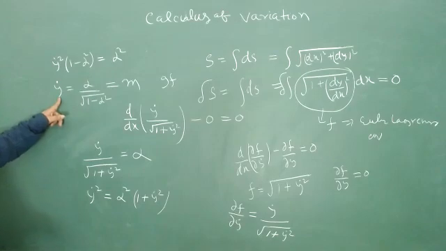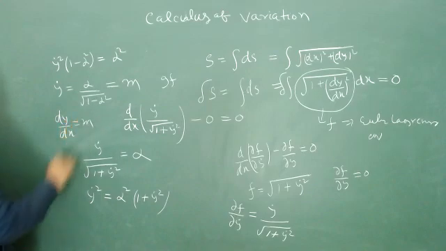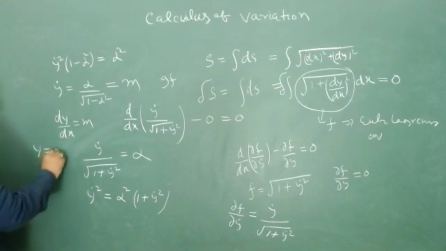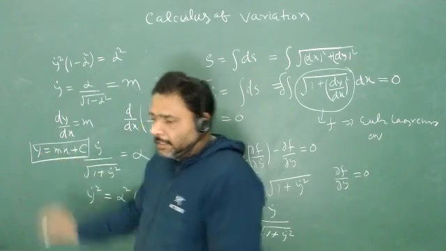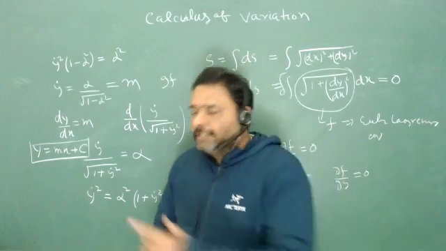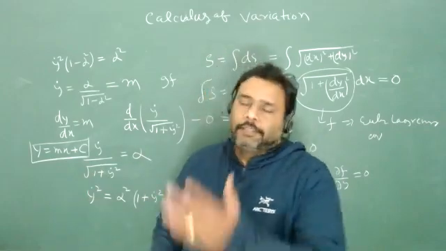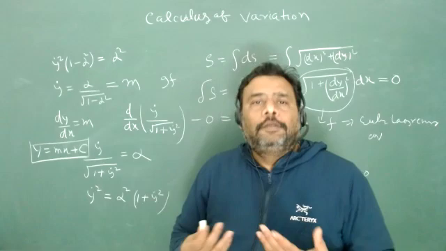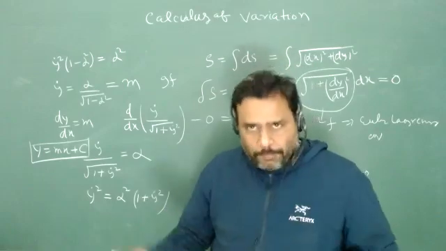Now, what is y dot? Y dot is nothing but dy upon dx, and that value is m. When we solve this differential equation, obviously y is equal to mx plus some integration constant that will depend on the initial condition. And you can see that this is nothing but the equation of a straight line. So we have proved that the shortest distance between two points in a plane is a straight line. This is a very important mathematical tool to get the shortest distance, shortest path, optimum distance.